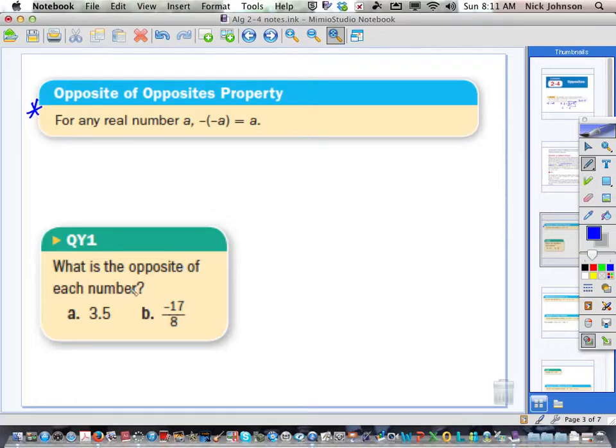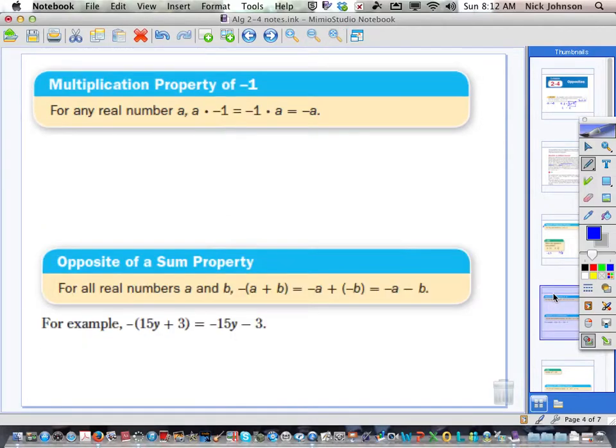What is the opposite of each number? Well, what's the opposite of a positive 3.5? The opposite of a positive 3.5 is a negative 3.5. What's the opposite of a negative 17/8? You're going to tell me a positive 17/8. If one's negative, the other one's positive. One's positive, the other one's negative. Real hard stuff, I know. We're talking about this in high school math.